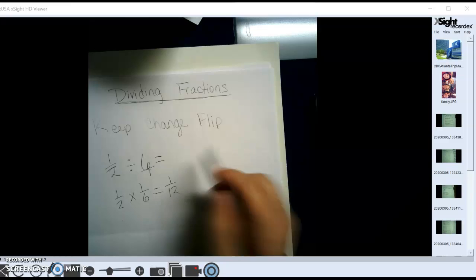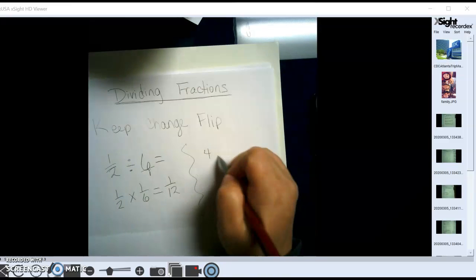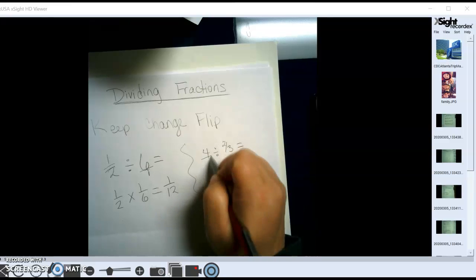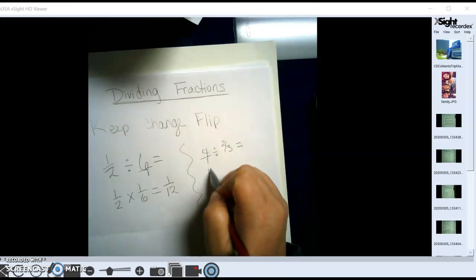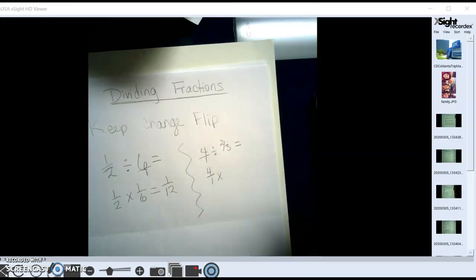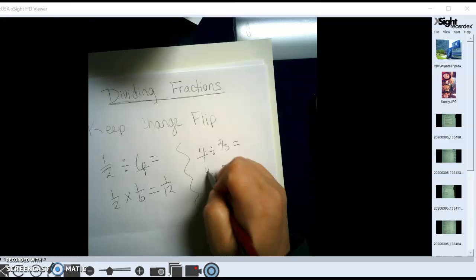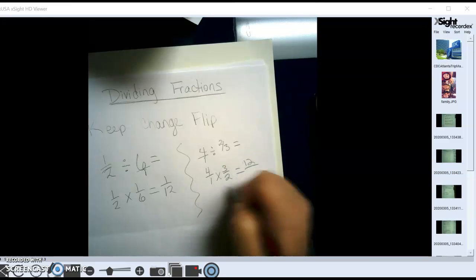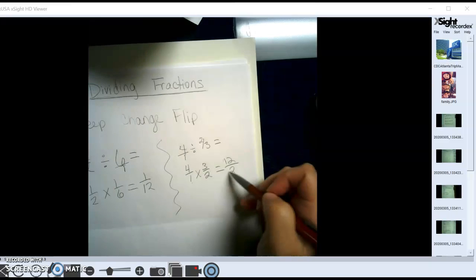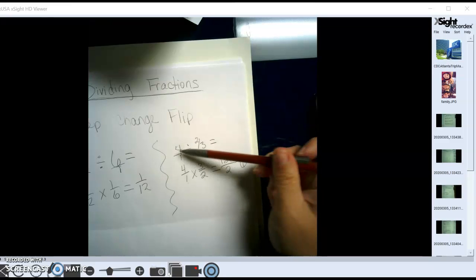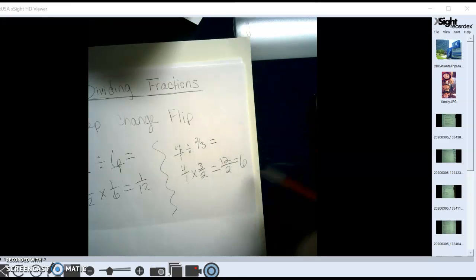All right, let's try another one. Let's try 4 divided by 2/3. Okay, so I imagine that this is over 1. I keep this one the same. I change division to multiplication, and then I flip the second one upside down. 4 times 3 is 12, and 1 times 2 is 2. Now, I can't leave that one that way. I have to say 2 will go into 12 6 times. And remember that since I'm dividing a whole number by a fraction, I'm going to end up getting a bigger number. That's going to be my answer.